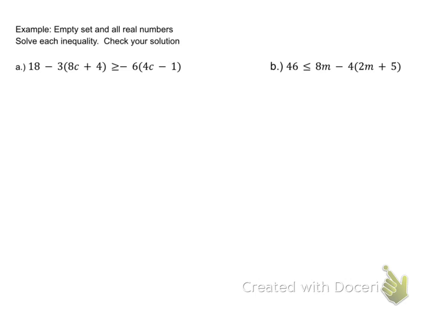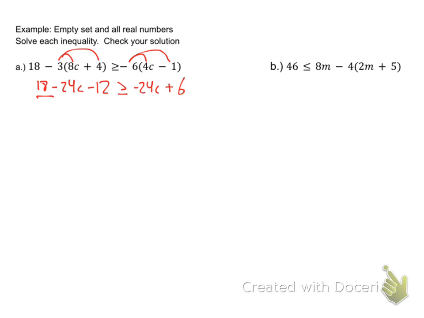These 2 examples are going to say an empty set or all real numbers, which means an infinite amount of solutions or no solutions. And so this is kind of interesting. So we're actually going to do these. I think we have to distribute here. I didn't do anything with 18. Minus 24c. And then minus 12, because remember it's a negative 3 times a positive 4, is less than or equal to negative 6 times 4 is negative 24c.